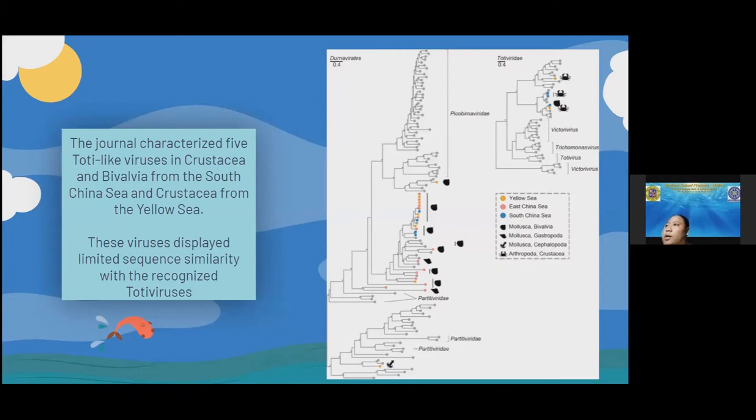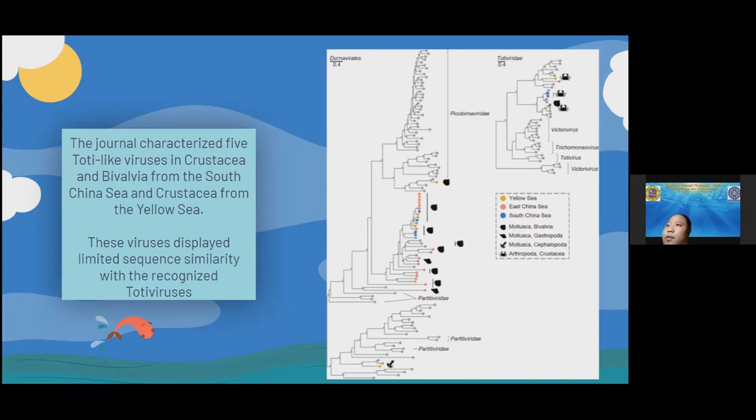The journal characterized 5 toti-like viruses in crustacea and bivalvia from the South China Sea and crustacea from the Yellow Sea. The viruses displayed limited sequence similarity with the recognized totiviruses. Their genome size ranges from 1 to 8 kilobase pairs, unlike the typical virus genome length of 4.6 to 7.0 kilobase pairs in Totiviridae.